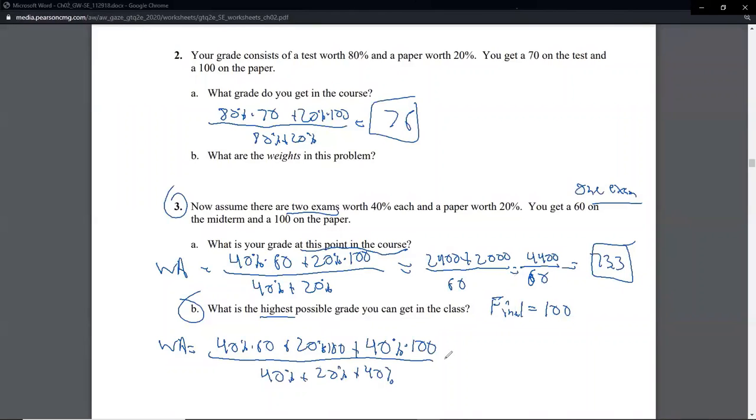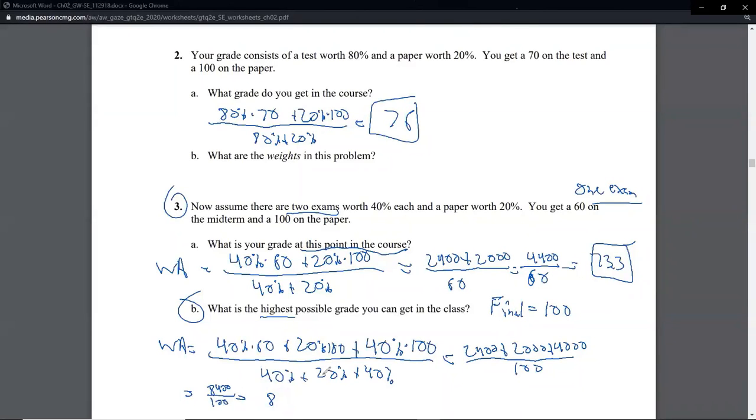All right, so 40 times, all of the first bits are still the same, so that's 2,400 plus 2,000 plus the 40 times 100 is going to give us 4,000, divided by 40 plus 20 plus 40 is 100. Adding all of those up, that's 4,400, 8,400 divided by 100, cancel the zeros, and you get an 84 as the highest possible grade that you can earn. So what that means is you can't make an A, unfortunately.